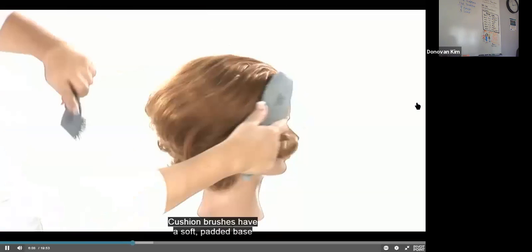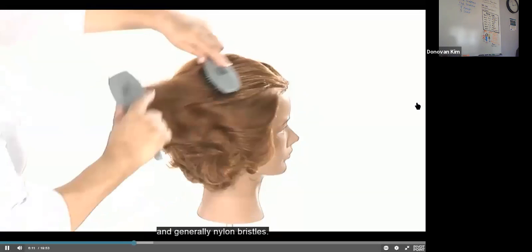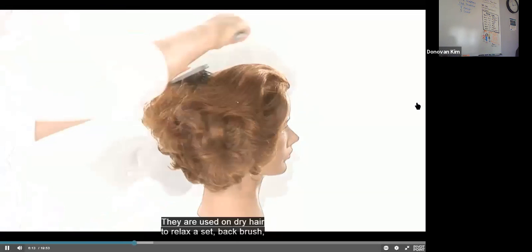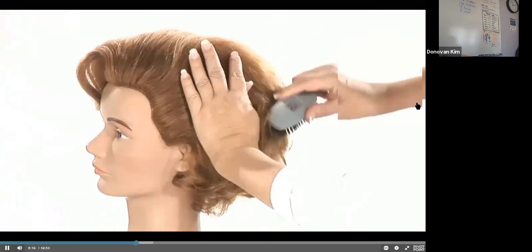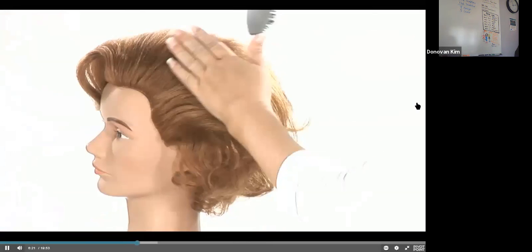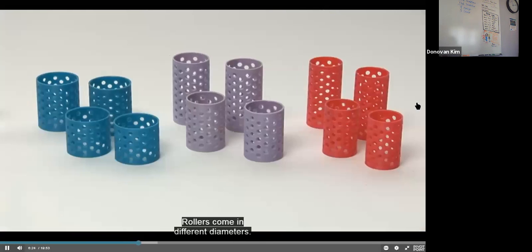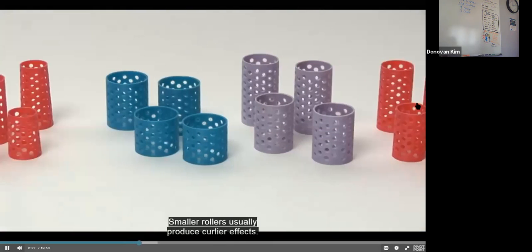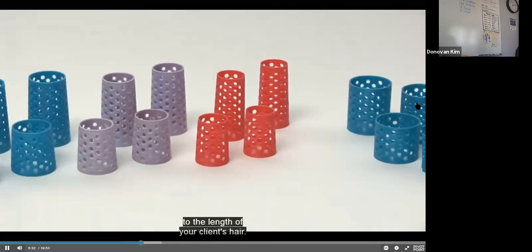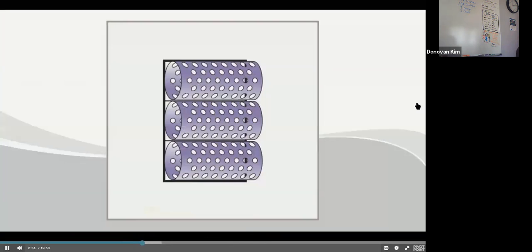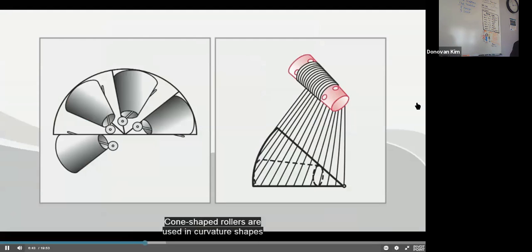Cushion brushes have a soft, padded base and, generally, nylon bristles. They are used on dry hair to relax a set, back brush, or smooth the surface of the hair. Rollers come in different diameters. Smaller rollers usually produce curlier effects, but the exact results will vary according to the length of your client's hair. Cylindrical or straight rollers are usually used within straight shapes such as rectangles and triangles. Cone-shaped rollers are used in curvature shapes and have a progression of speeds because of their wide and narrow ends.